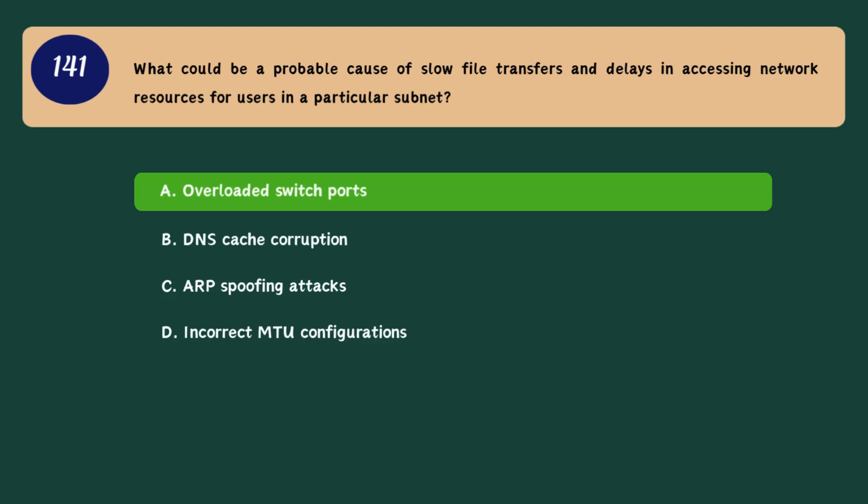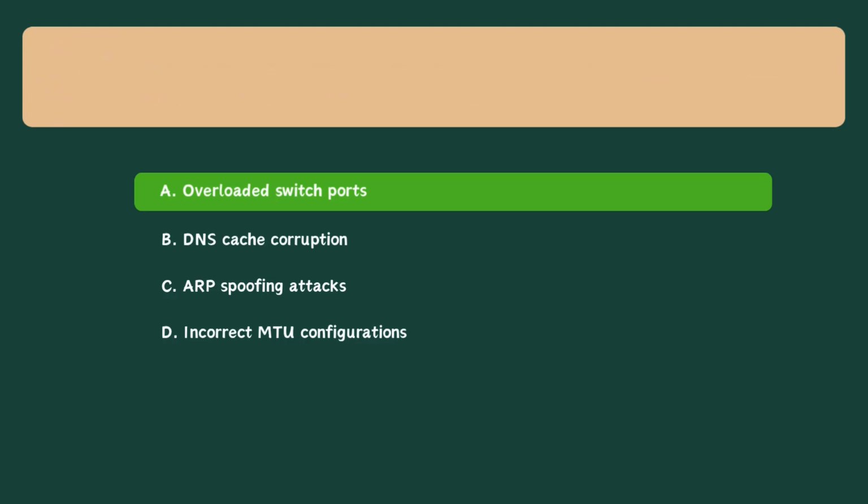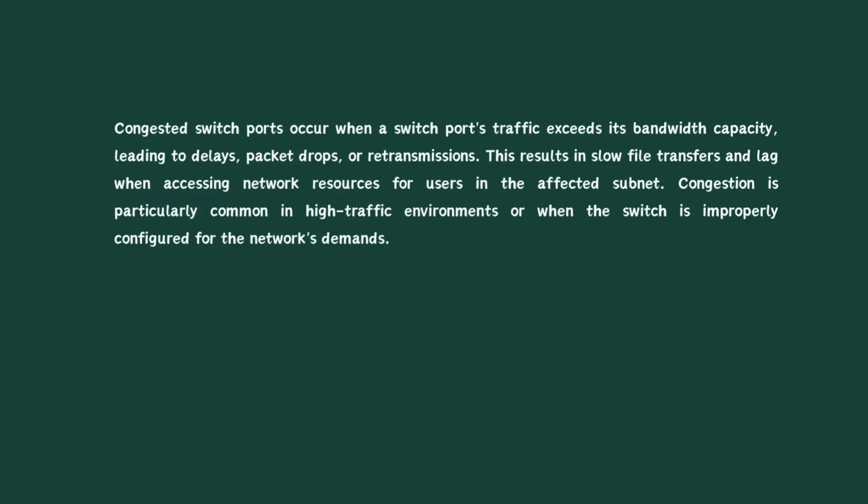Correct answer. A. Overloaded switch ports. Congested switch ports occur when a switch port's traffic exceeds its bandwidth capacity, leading to delays, packet drops, or retransmissions. This results in slow file transfers and lag when accessing network resources for users in the affected subnet. Congestion is particularly common in high-traffic environments, or when the switch is improperly configured for the network's demands.